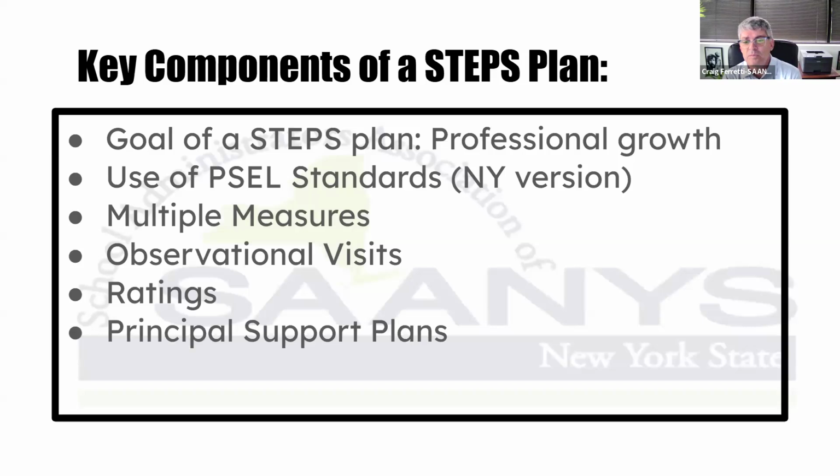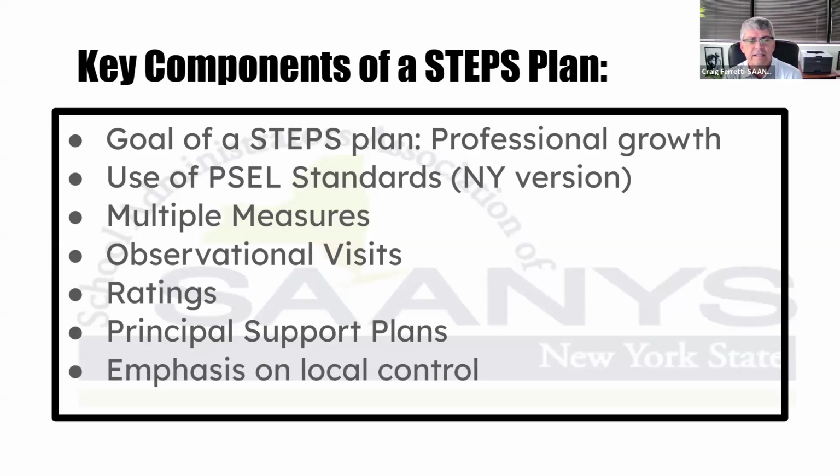Another key component is a principal support plan. So any principal who receives either a 1 or 2 as a rating must have a personalized support plan going into the next school year. This is something that can be negotiated, or components of the principal support plan can be negotiated between a unit and a district. And again, as I said, emphasis seems to be a lot more on local control under the STEPS plan, which is a nice change from APPR in my opinion. All right.